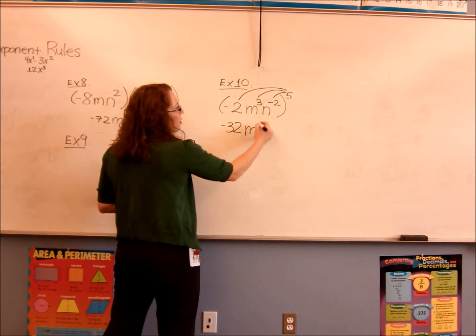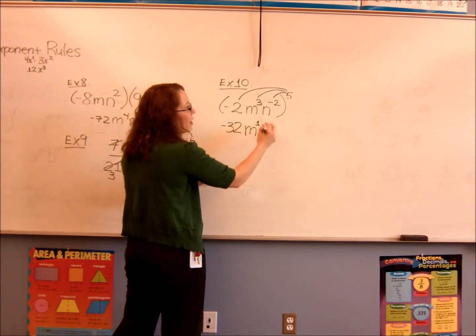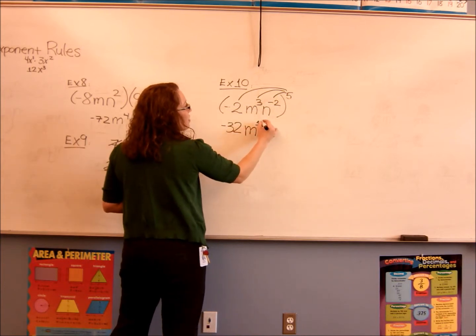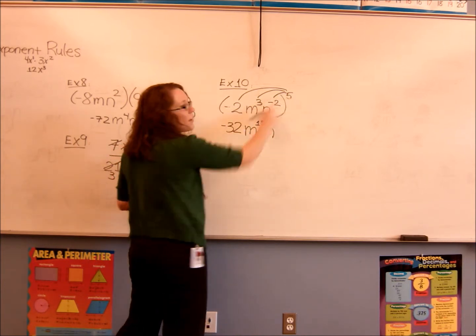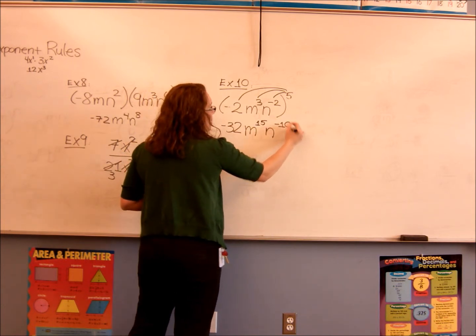15. 3 times 5 is 15. And n to the negative 2 times 5, 10. Positive or negative? Negative 10. Now, there's one more thing that has to be done on this problem.